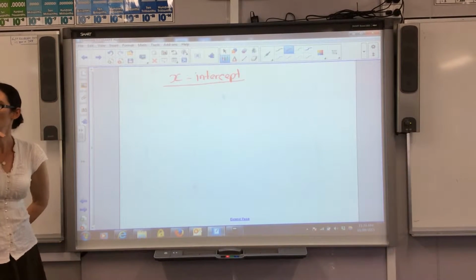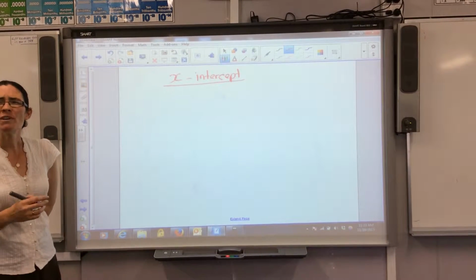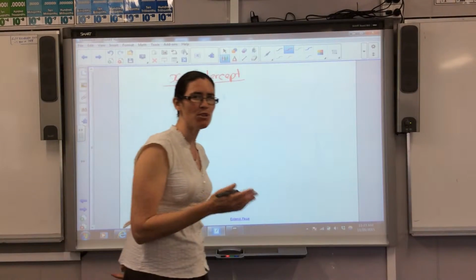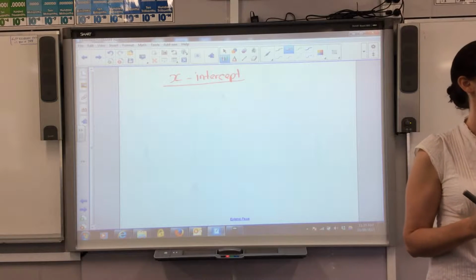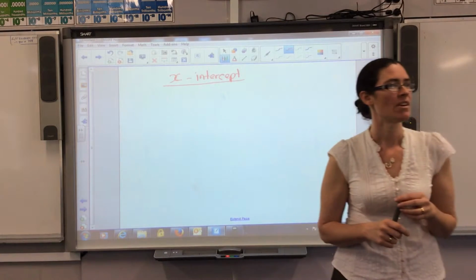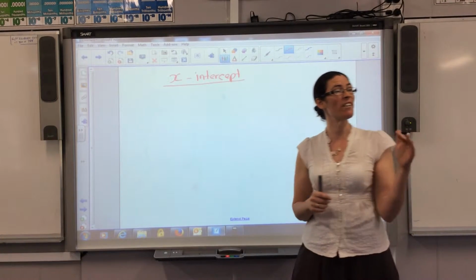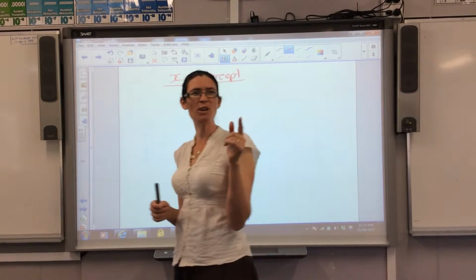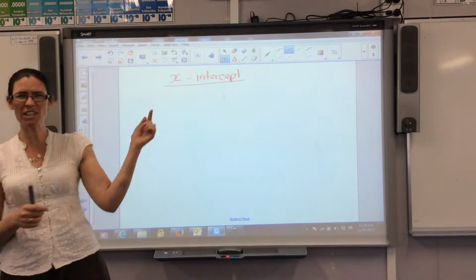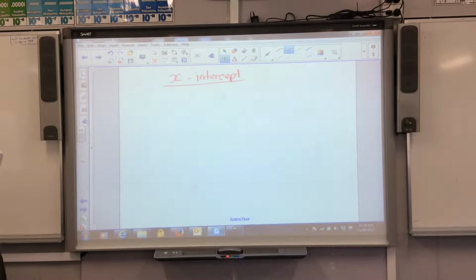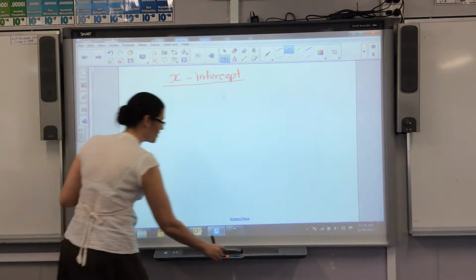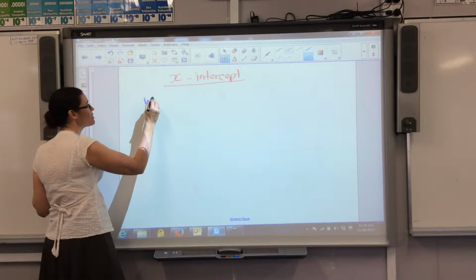Okay, so we've looked so far at y-intercepts. Who can tell me what a y-intercept is? Okay, so it's where it hits the y. What do we call the y line? Y-axis. So what do you think an x-intercept is going to be? Where our line hits the x-axis.